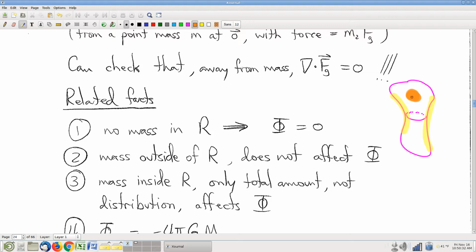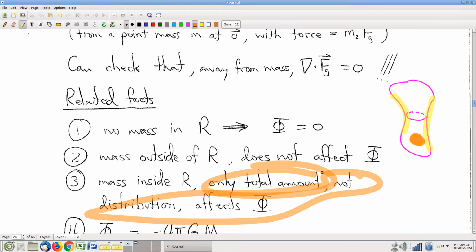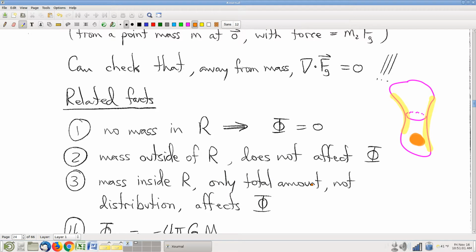What would happen if I took that light bulb and put it down here? It's still shooting out the same number of photons. We're still going to have the same photon flux out of the surface as we otherwise would have. So only the total amount, not the distribution, affects the flux. Okay, it's a great observation.